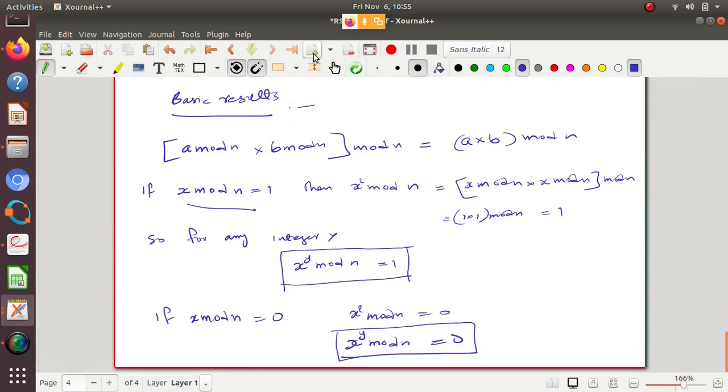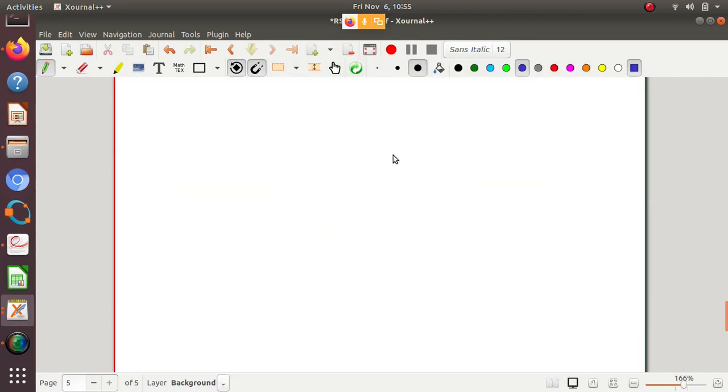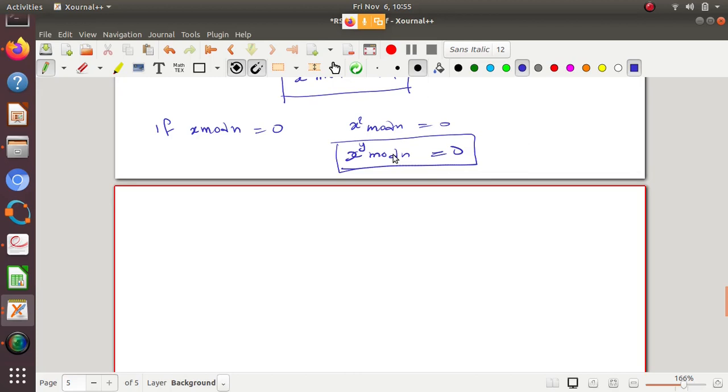Then, okay, another property of modular arithmetic is a mod n minus b mod n, whole mod n, is equal to a minus b mod n. This is another property of modular arithmetic.